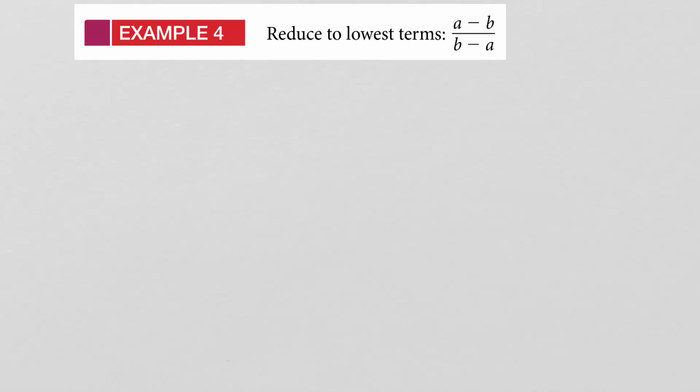Our next example is a kind of special example because you will run into this quite often. So this is a minus b divided by b minus a. Now, it's very tempting to maybe try to cancel out the a's and cancel out the b's, but remember, these are terms. We cannot cancel terms. We can only cancel factors.